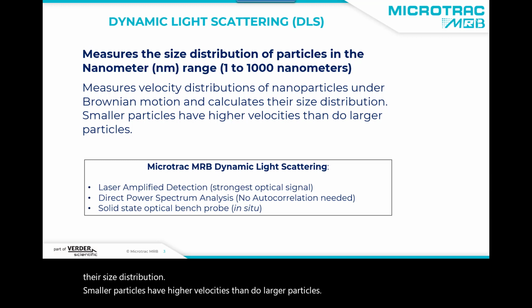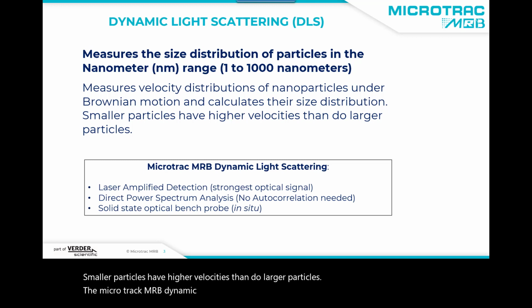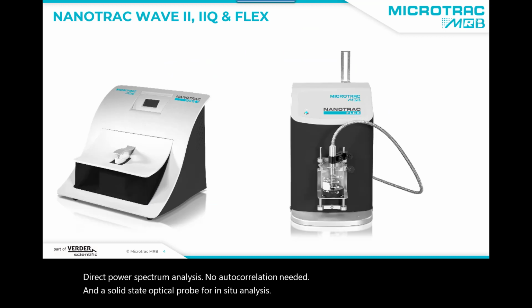The MicroTrack-MRB dynamic light scattering features laser amplified detection for the strongest optical signal in the industry. Direct power spectrum analysis, no autocorrelation needed, and a solid state optical probe for in situ analysis. This is the DLS product line. We have the NanoTrack Wave 2, the NanoTrack Wave 2Q, and the NanoTrack Flex.